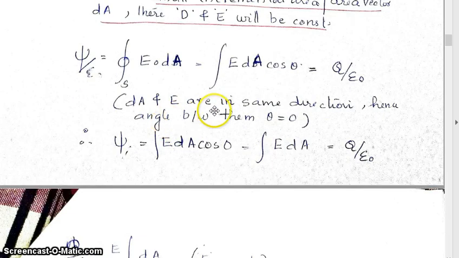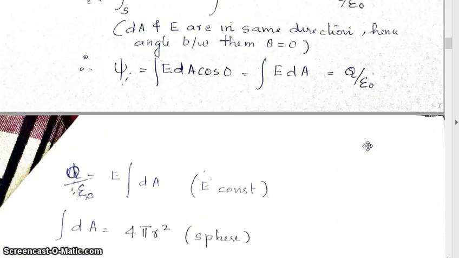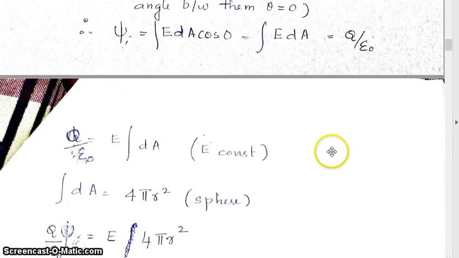So dA and E are in the same direction, hence the angle between them, theta, will be equal to 0. So psi is equal to E dA cos 0, which is equal to E dA, which is equal to Q by epsilon 0. And also we know E is a constant since the surface is uniform. So I can write Q by epsilon 0 is equal to E integral dA. I have taken E outside.